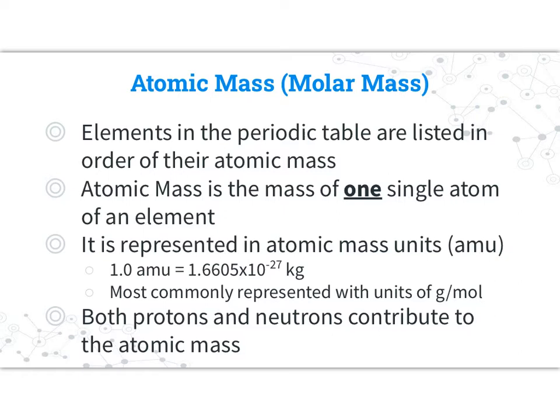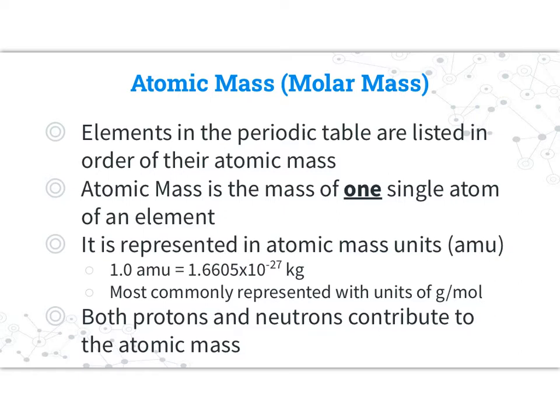Every element on the periodic table has an atomic mass or an atomic molar mass, also known as just a molar mass. Elements in the periodic table are listed in order of their atomic mass. If you followed along with element number 1, 2, 3, 4, 5, 6, and continuing on, you would see that their atomic mass is increasing each time. Atomic mass is the mass of one single atom of an element. It is represented in atomic mass units, or AMU.